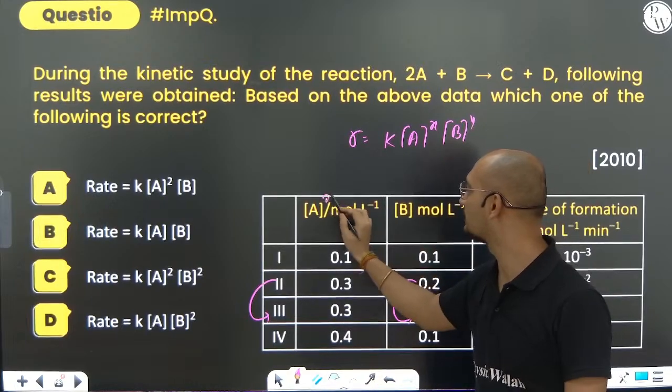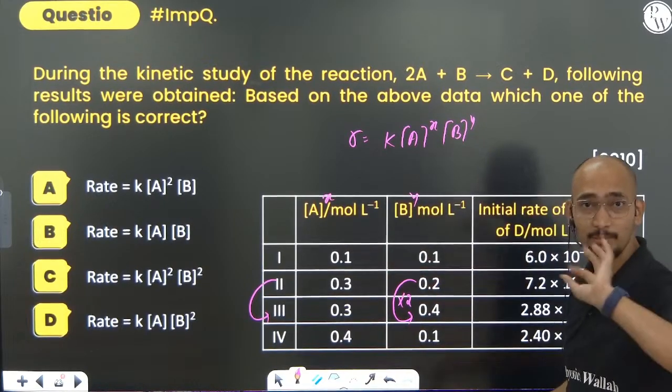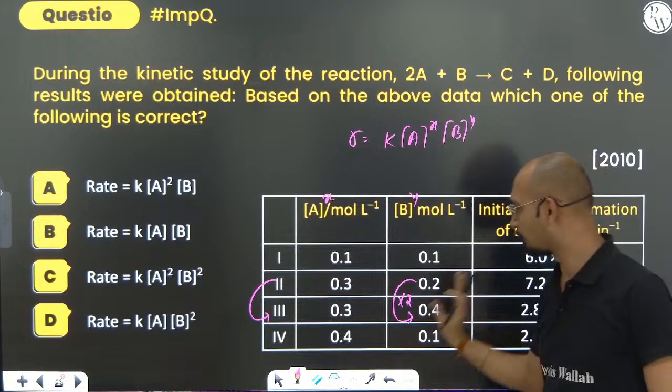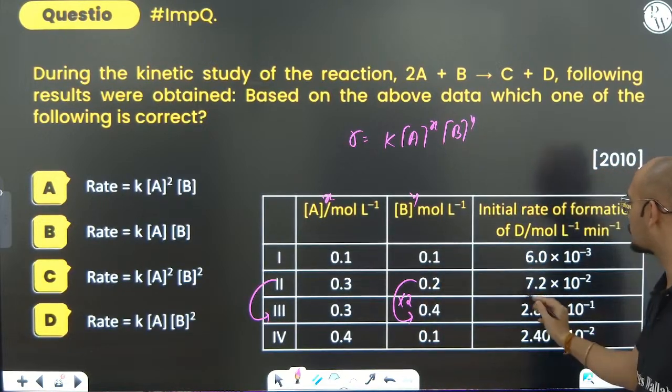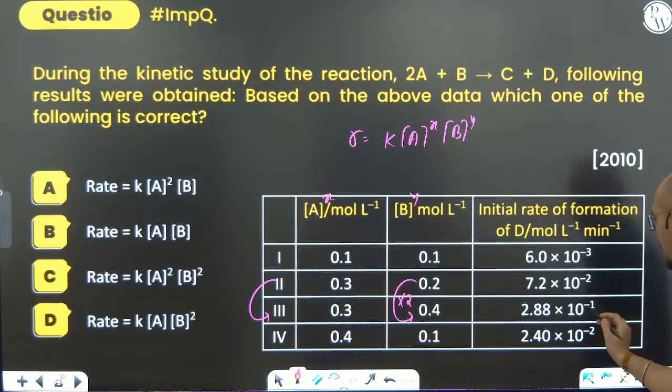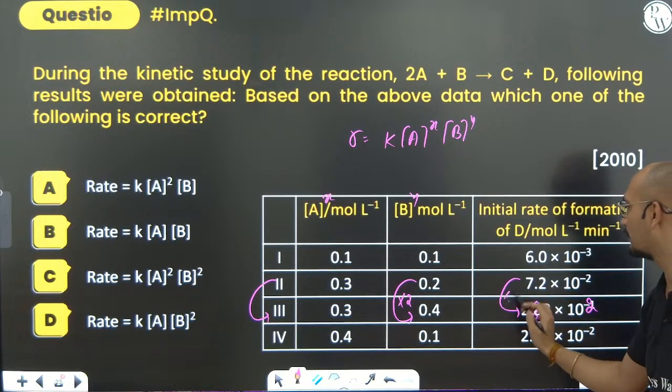Now, how do we find out this x and y? I'm telling you, you have to follow the same thing. What is happening? Here we have made B 2 times. And how much has the rate changed? Making the 10 to the power minus 2 same, it will become 28.8. So it is becoming how many times? Can you see? It is becoming 4 times.